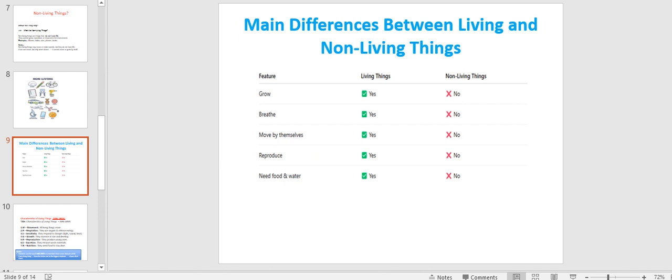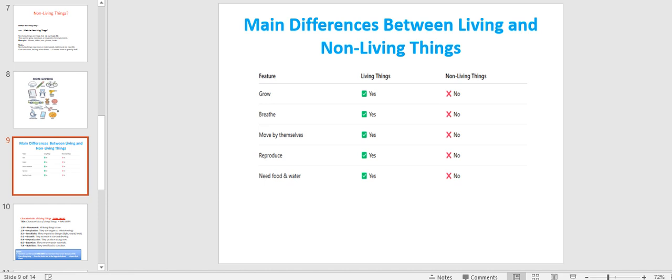Main differences between living and non-living things. Let's start with number one feature, growth. Living things can grow. We have a tick. Non-living things cannot grow. Example, a human being is a living thing. A television is a non-living thing. A television cannot grow. Non-living things don't grow. A human being can grow. That's why living things can grow.